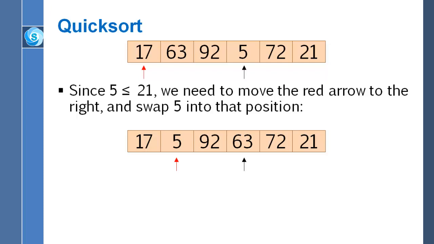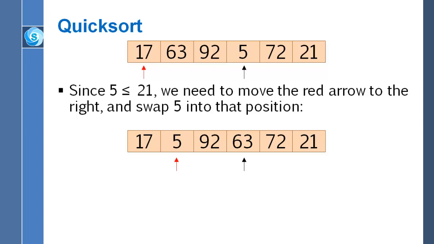Take a little pause and notice what we've got so far. The entries from the beginning of the array up to the red arrow are all less than the pivot, and the entries after that up to the black arrow are all greater than the pivot. That's what we want. Well, everything up to the red arrow is less than or equal to the pivot, and everything after the arrow up to the black arrow is greater than the pivot.